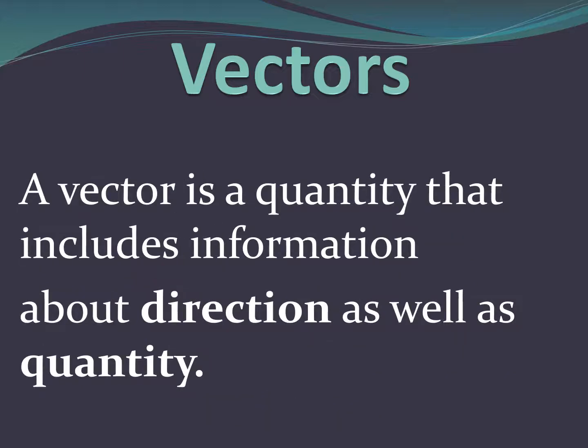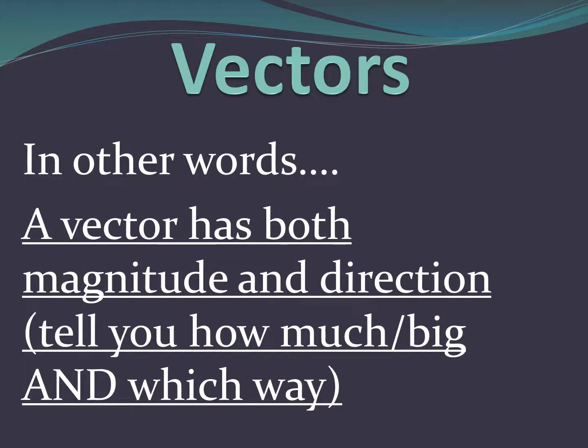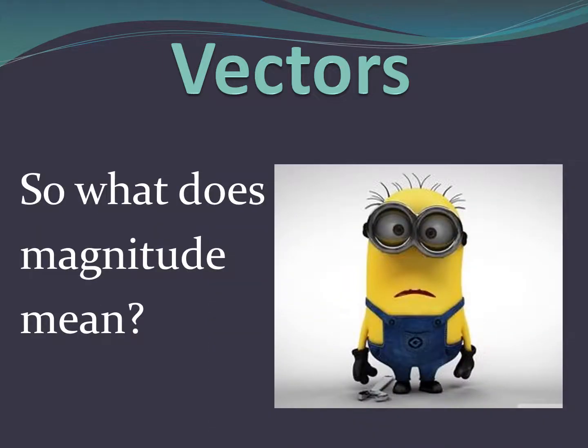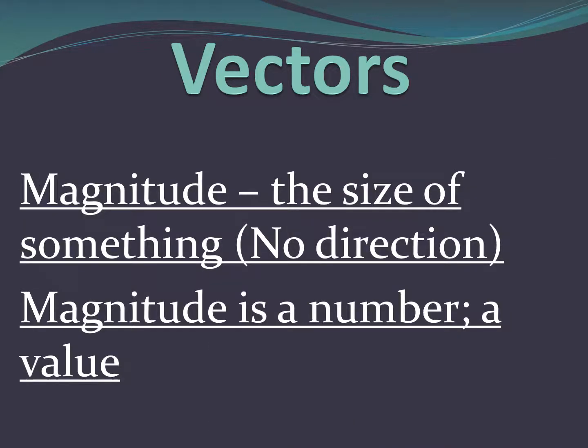It has to have a direction and a quantity or a number. In other words, a vector has both magnitude and direction. Magnitude means number. It tells you how big something is, and direction is which way. So magnitude and direction, you need both things for vectors. So what does magnitude mean? It is the size of something, no direction. Magnitude is a number, a value.